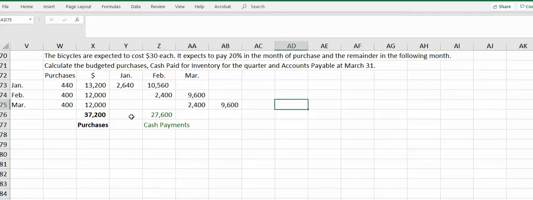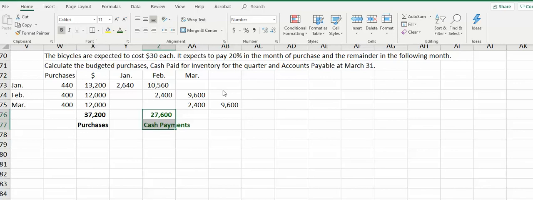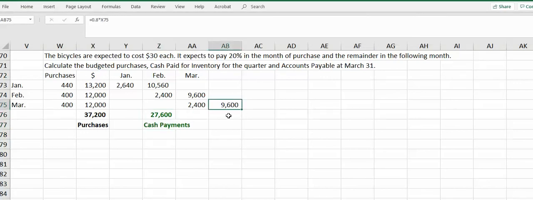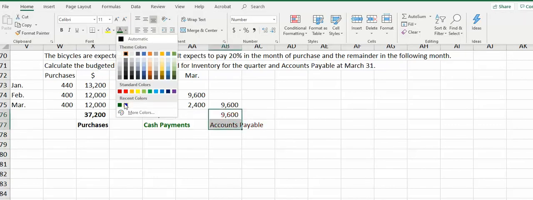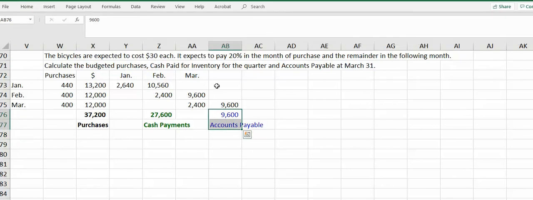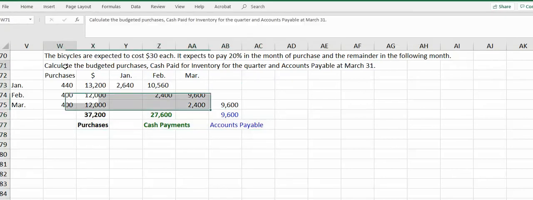And then lastly is what is owed, and that is this right here. So the 9,600 is your accounts payable, and that would be what you'd see on your pro forma balance sheet under liabilities, the amount that the company still owes at March 30th. So here are your answers for these three items.